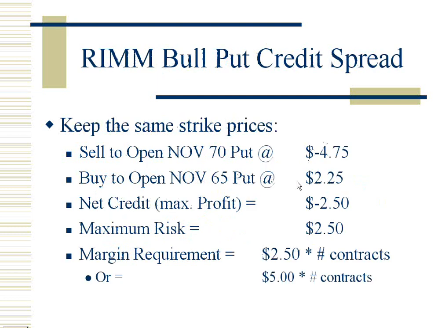Okay? So when we looked at our original RIMM position, we were going to buy stock at about 68.25. We were going to sell the November 70 call option and buy the November 65 put option. Here we're going to use the same put option, but we're going to sell to open the November 70 put at $4.75. That's going to be pulled into our account. At the same time, we're going to buy to open that November 65 put at $2.25.